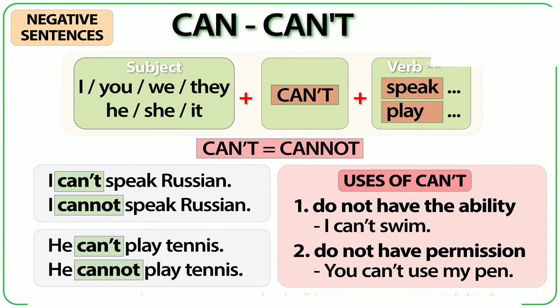The uses of can't. It is to say you do not have the ability to do something. I can't swim. I do not have the ability to swim, or it is not possible for me to swim. Can't is also used when someone does not have permission. You can't use my pen. This means you do not have permission to use my pen.